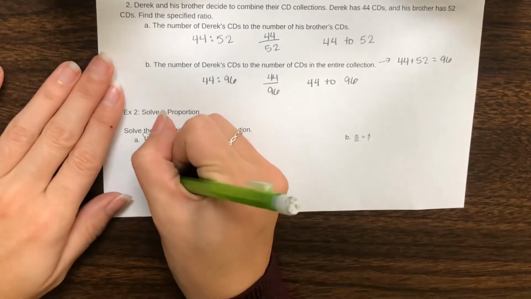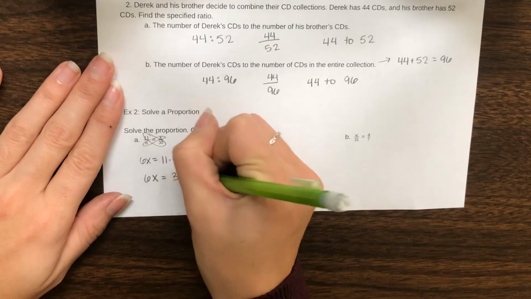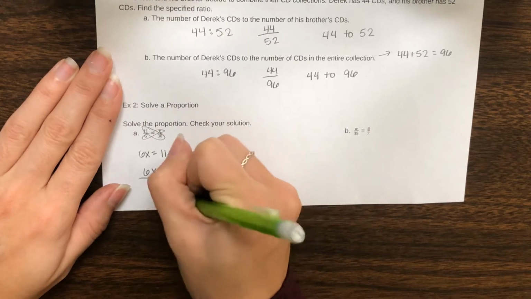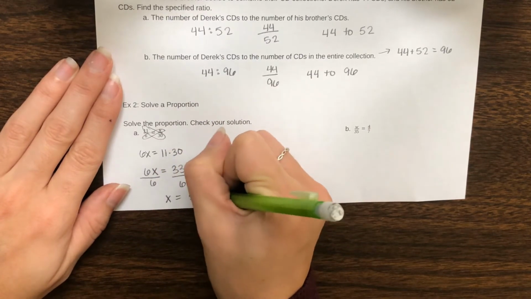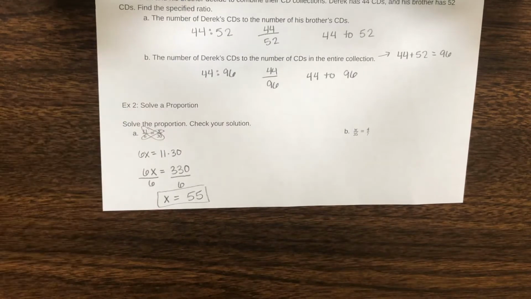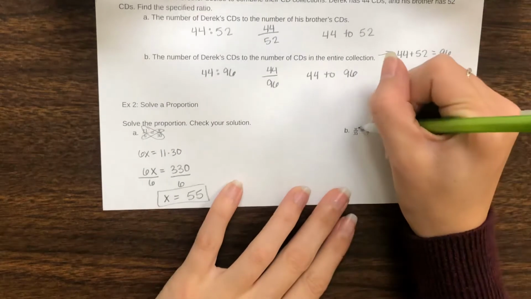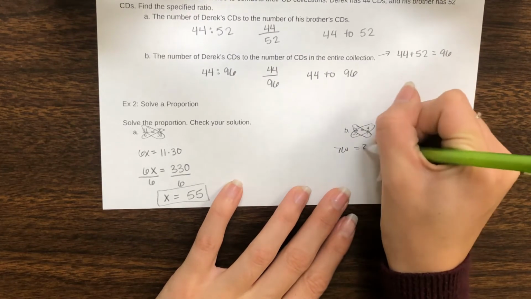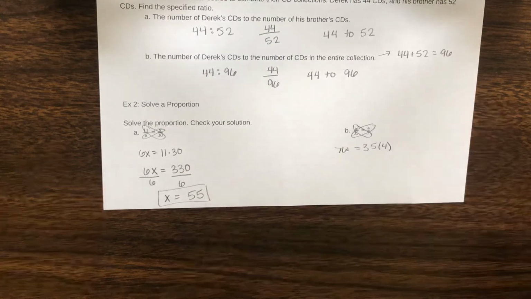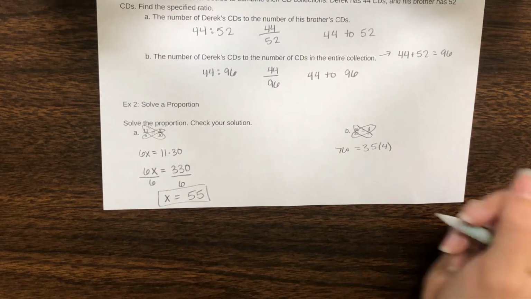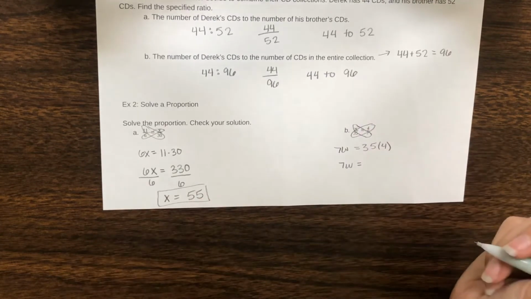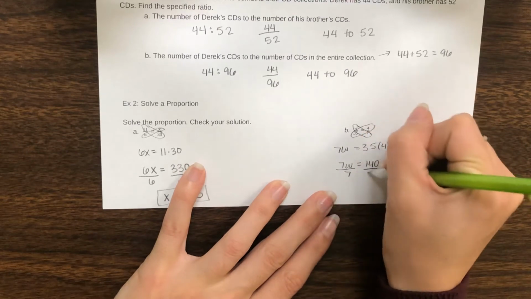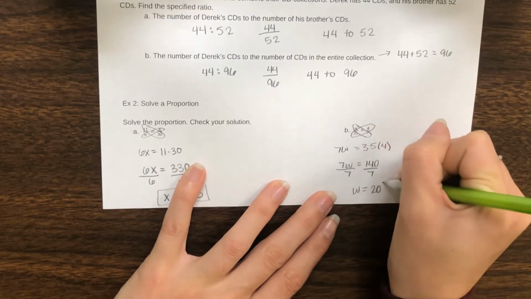Okay. So then this would give me 6x equaling 330. I would divide by 6. This would give me x equaling 55. Okay, so then I have w times 7 equaling 35 times 4. Okay, so then I would have 7w equals 140. Divide by 7. W would equal 20.